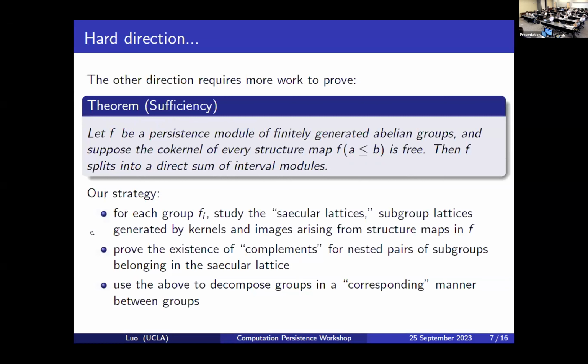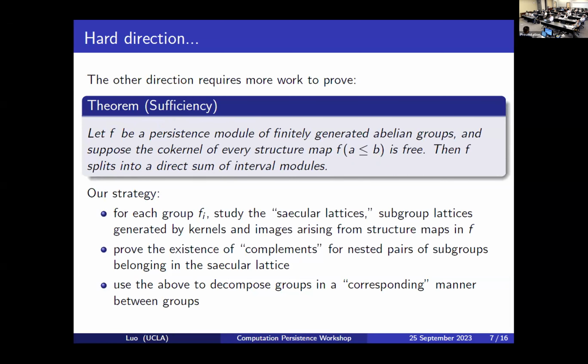So the other direction, as I might have hinted, is that if every co-kernel for every structure map is free, then we necessarily get a direct sum decomposition of our persistence module into interval modules. Sorry. So this is a little more difficult. This requires a few more steps.